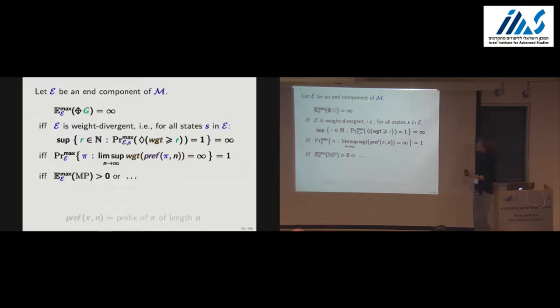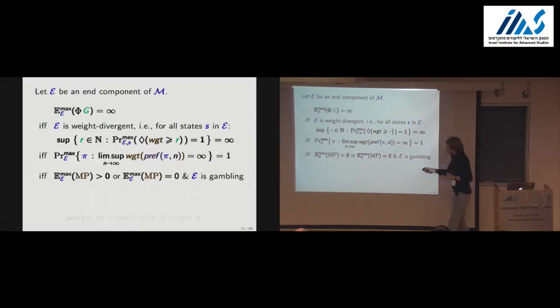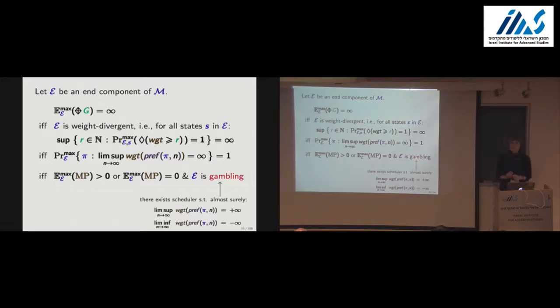And this is the case if and only if either the maximal mean payoff inside E is positive, or it is 0 and E is gambling. Gambling means the existence of a scheduler such that almost surely the accumulated weight oscillates: on the one hand it tends to plus infinity and the lim inf to minus infinity. So it goes up and down and up and down and up and down.